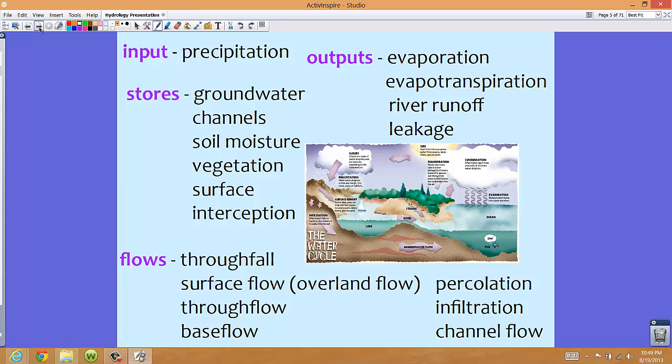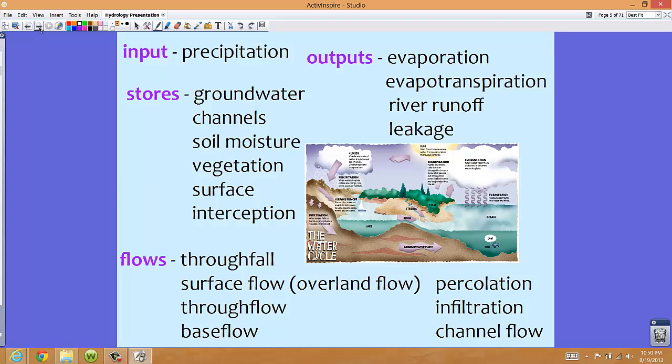We have groundwater stores. We have channels. These could be any sorts of rivers, from little streams to really large rivers. Soil moisture. The soil holds on to some of this water beneath the soil and maybe even just slightly close to the surface. Vegetation. Your plants actually hold on to a lot of water as well. They use the water for specific things anyway, so you can see why plants like to hold on to water.